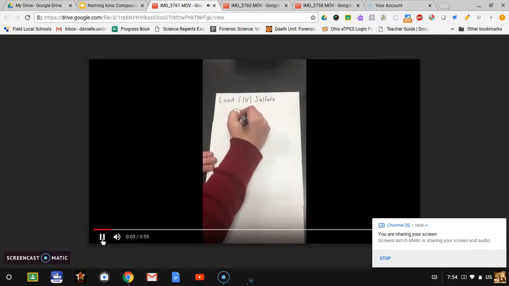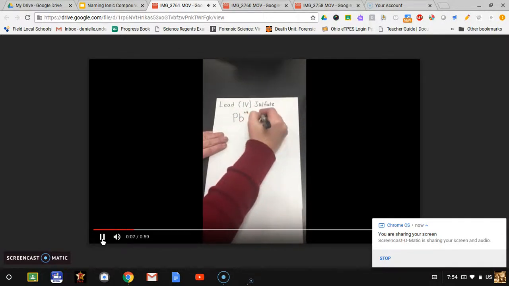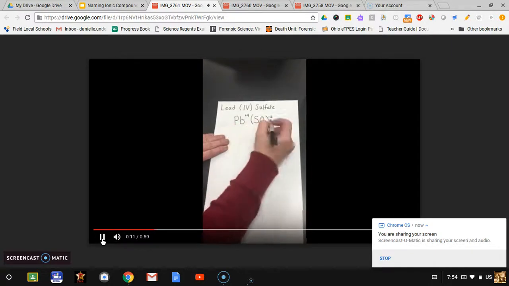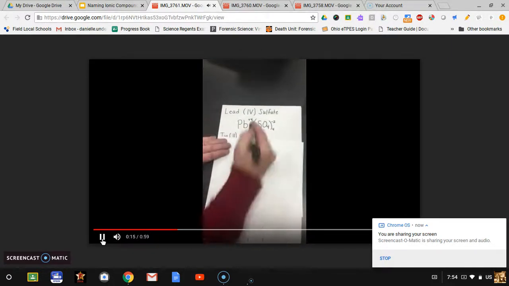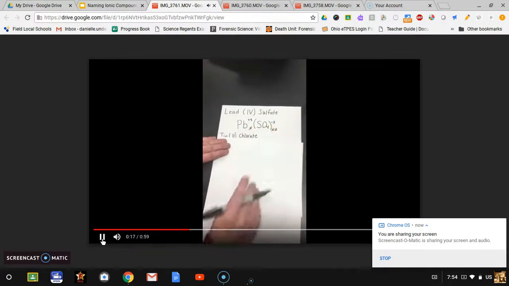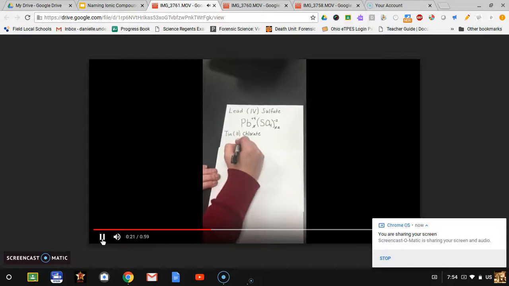So there's lead 4, which has a +4 charge. Sulfate is SO4, which we've learned has a -2 charge. Crisscross, bring the 4 down and the 2 down. This is a case where those subscripts can be reduced because atoms combine in lowest whole number form.